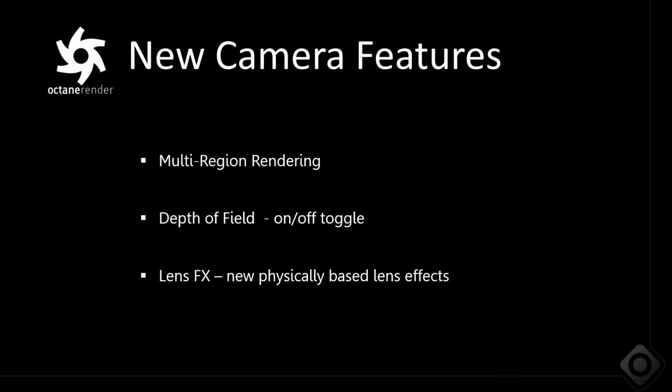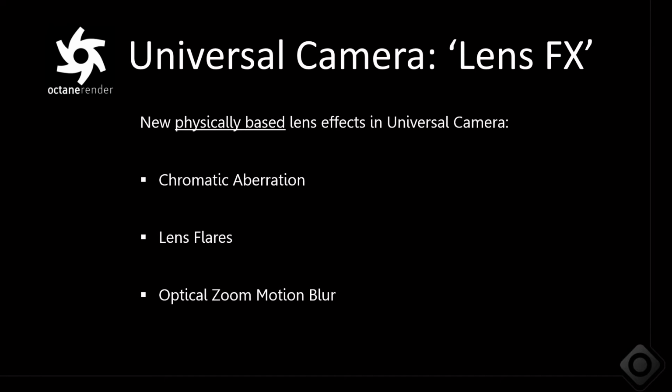Rendering and motion sampling. So first up is the camera. We're going to be adding multi-region rendering support. Depth of field can be toggled. And we're also adding way more lens control in the universal camera. The lens control that we're adding is going to support things like chromatic aberration, which is highly requested. You'll be able to do physically based lens flares as well. They'll be pretty fast. And another thing is optical zoom will support motion blur inside of the universal camera itself.